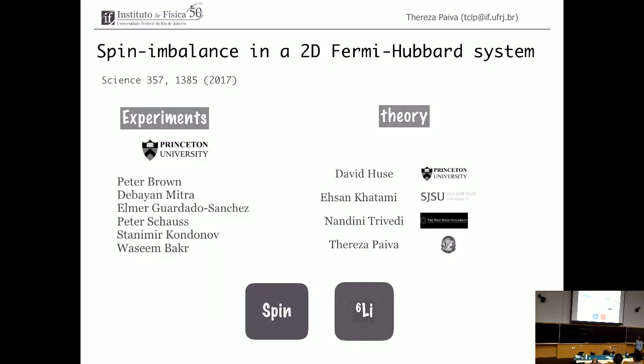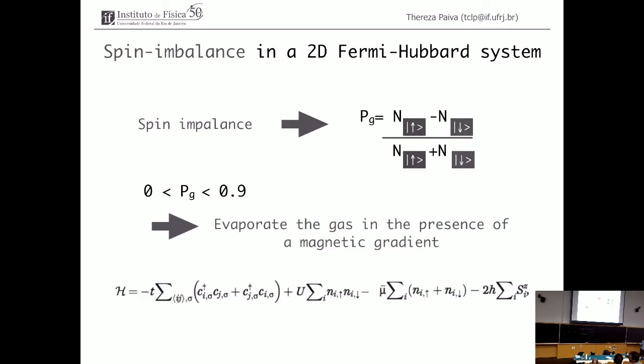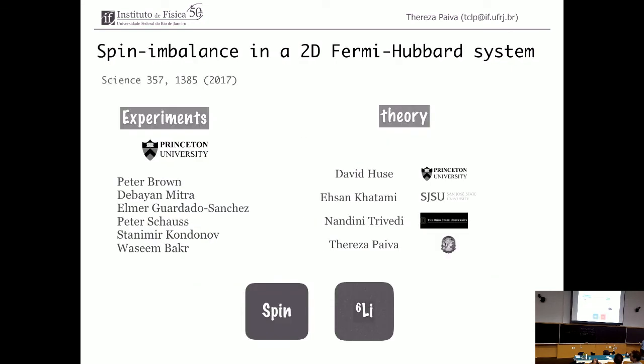So now I will turn to this other experiment where we studied a spin imbalanced population. And this was done at Wasim Bakar's group. And also we had theory done at different places, but Ehsan from San Jose, Nandini, and me were the same theory group from the other paper, but now David Huss has joined us. And so these experiments were done in lithium, and we are only concerned at this time with spin-spin correlations.